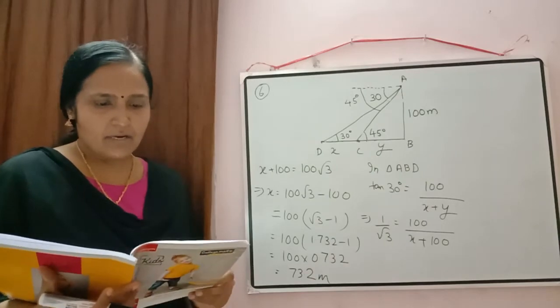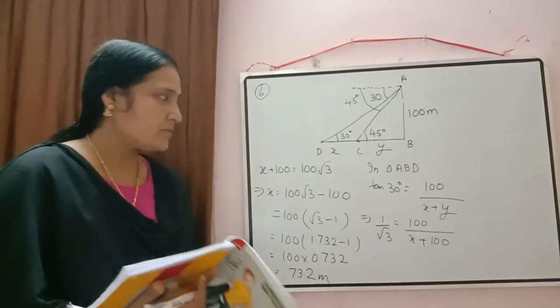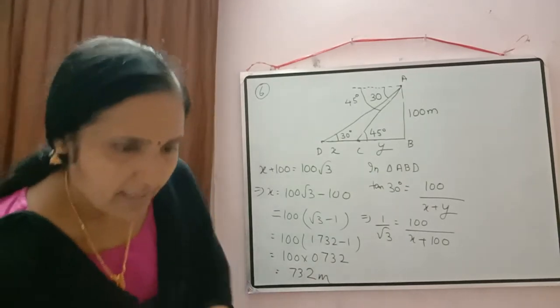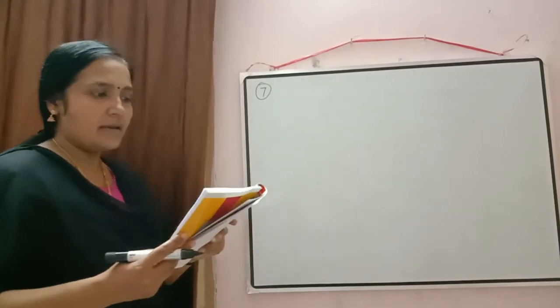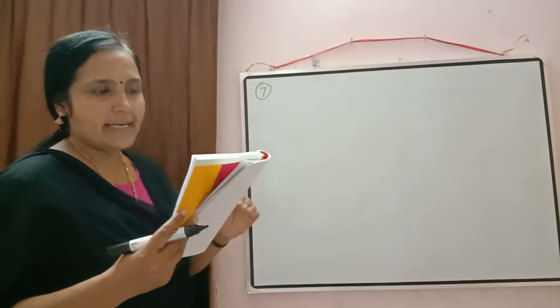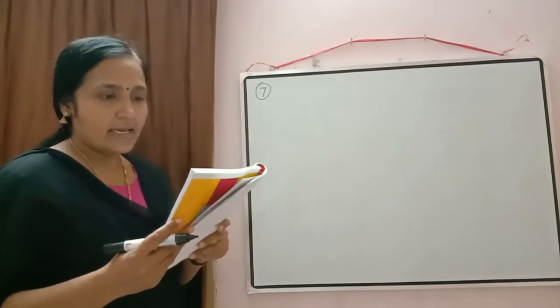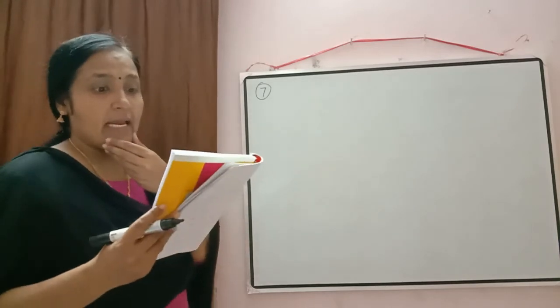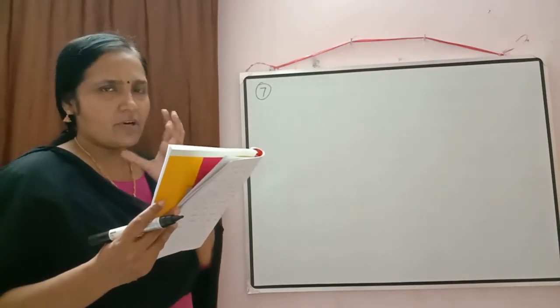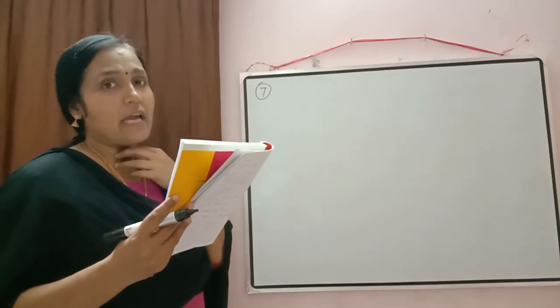Okay. Now we will do the next one. So write down, next is question number 7. Now you can check the next question. From the top of a building 60 meter high, the angle of depression of the top and bottom of a tower. So here what confusion will come, which one we have to take?